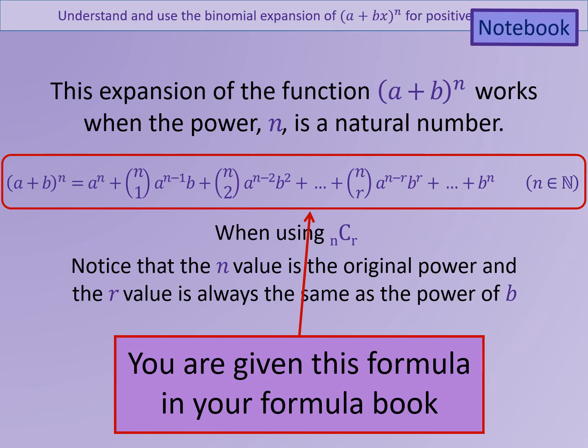And the formula itself, well, you can see again that powers of A, the first term, are starting with a power of n and going down by 1 each time. The second term, B, is starting with a power of 0 and going up by 1 each time. And the coefficients we've already discussed earlier on about how we can find those coefficients using either a formula or the calculator.